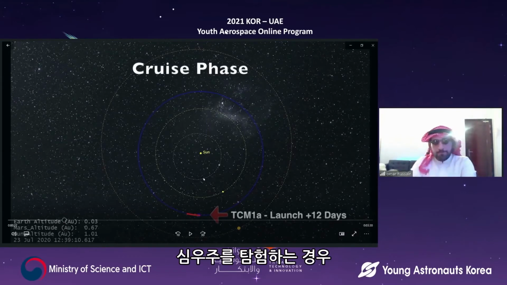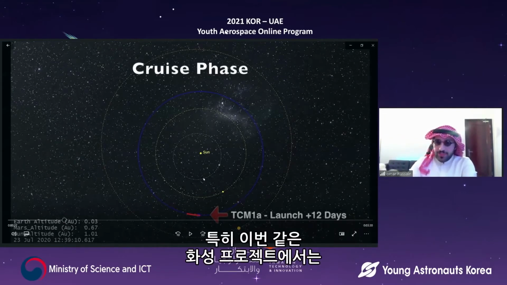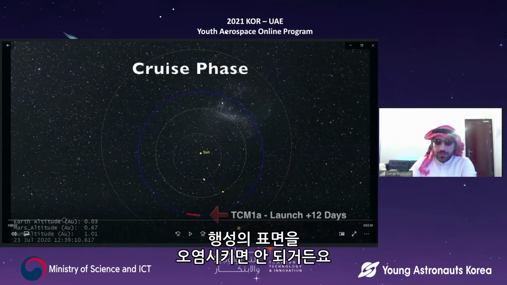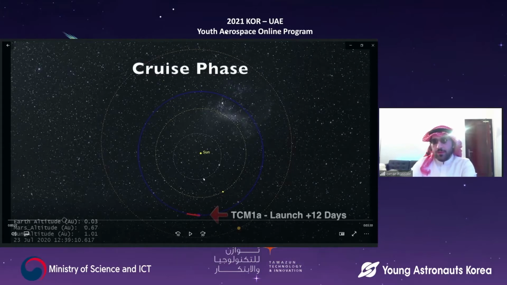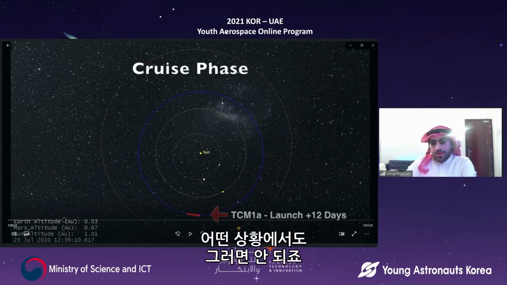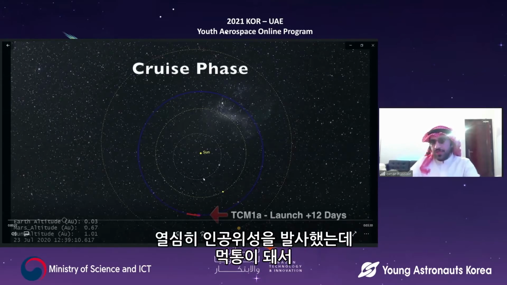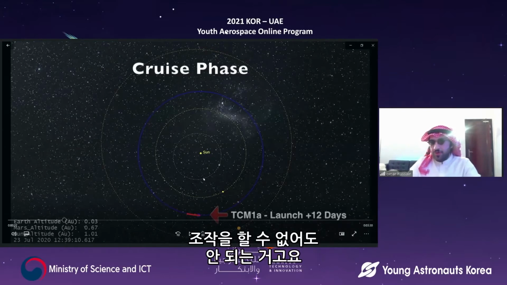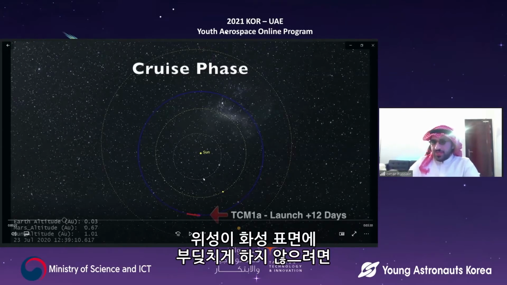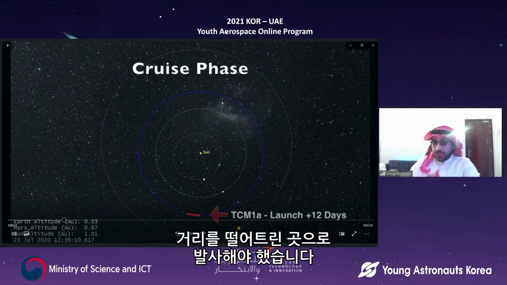You see, when it comes to doing deep space missions, especially Mars exploration, we want to make sure that we do not contaminate the surface of Mars in any situation possible. So the situation that we took into account is what will happen if basically we launch our satellite and it's dead. We cannot do any maneuvers.